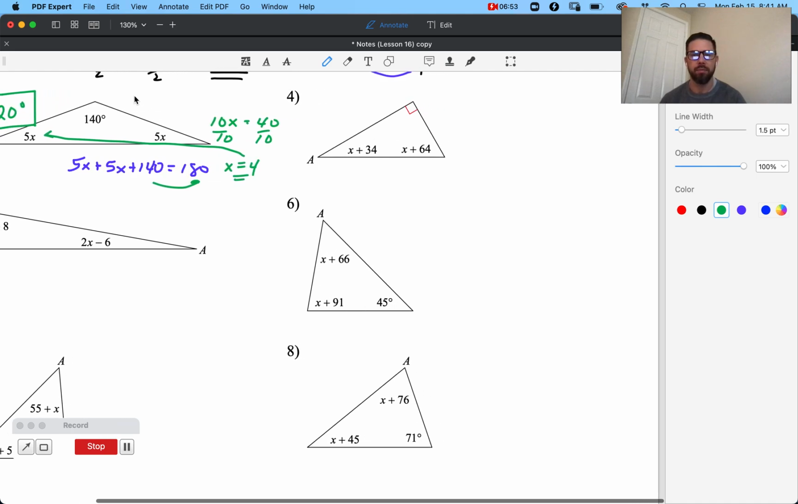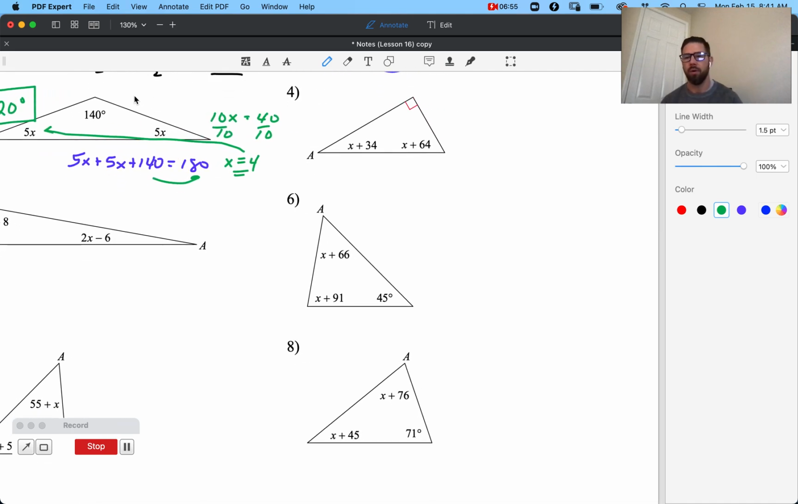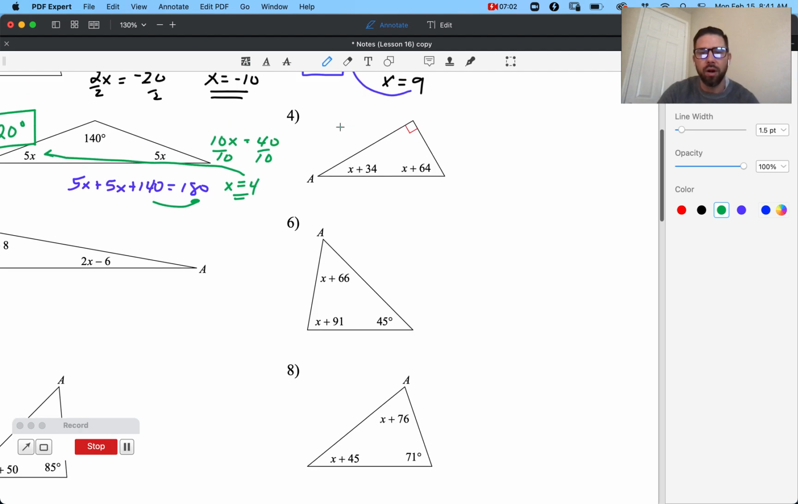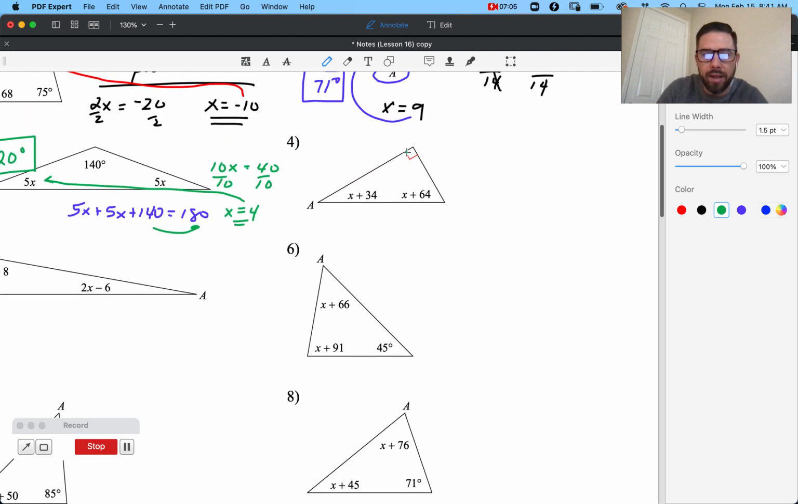Attack number 4, press pause, do it. When you're finished, press play, and we'll go over it. Okay, the key to number 4 is that you recognize that this is a right angle and you put 90 right there. That's the key to number 4. Okay, now we have our same process, which is add them all up. X plus 34 plus x plus 64 plus 90 equals 180.